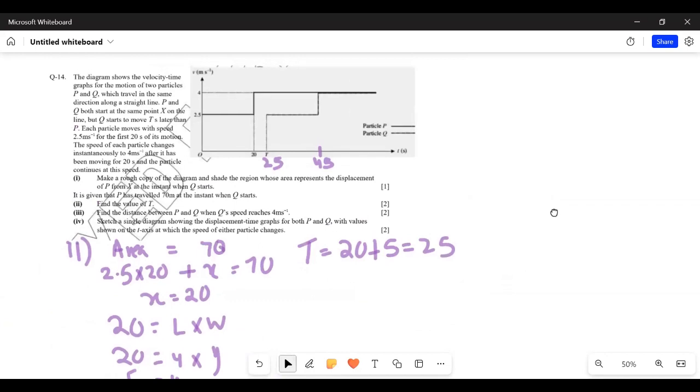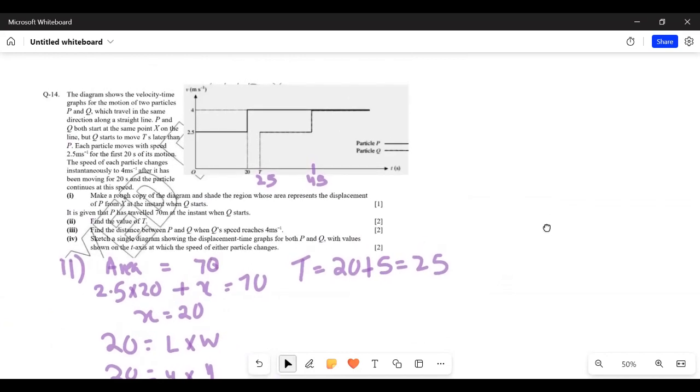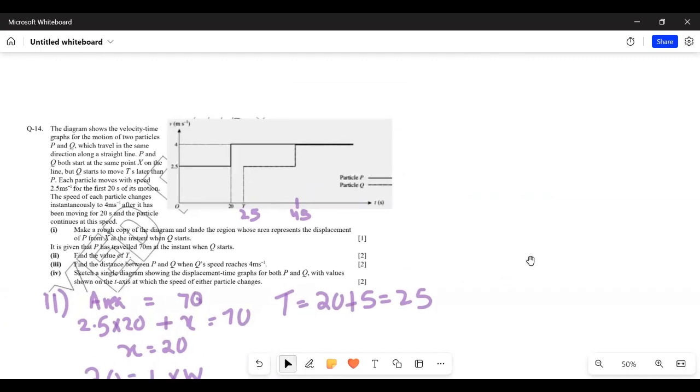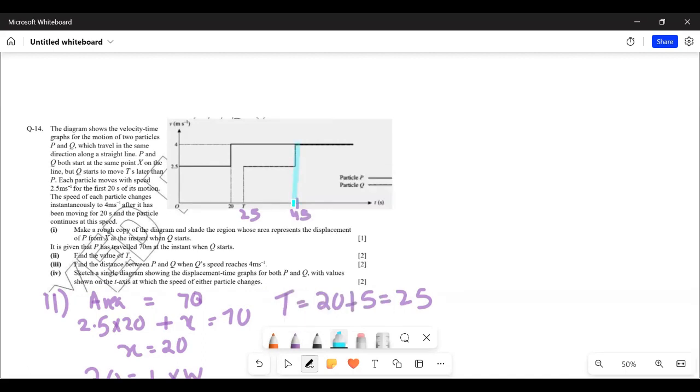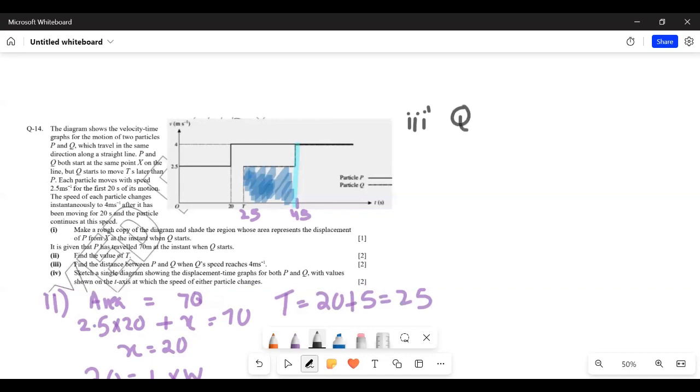Next it says, find the distance between P and Q when Q's speed reaches 4 meters. Okay, so this is where Q's speed reaches 4, right? So you need both the areas of the particles at this stage. Q is just this area. So for Q, part 3, it's just going to be 2.5 into 20, which is 50.